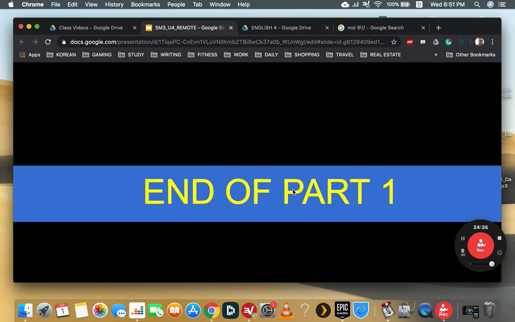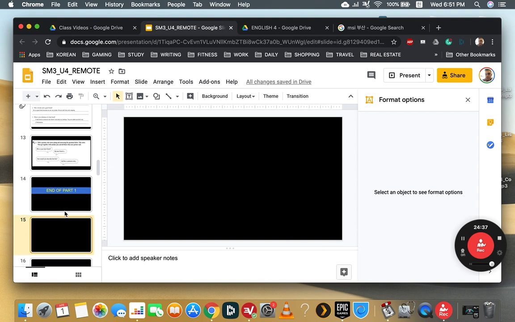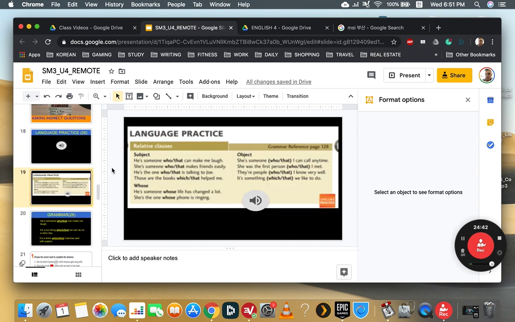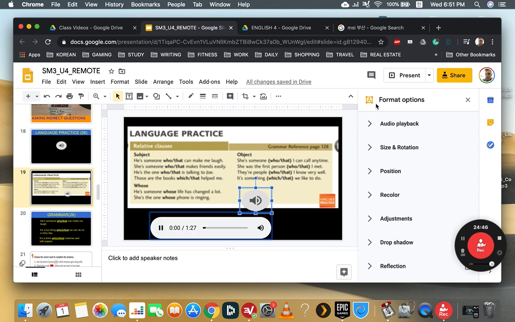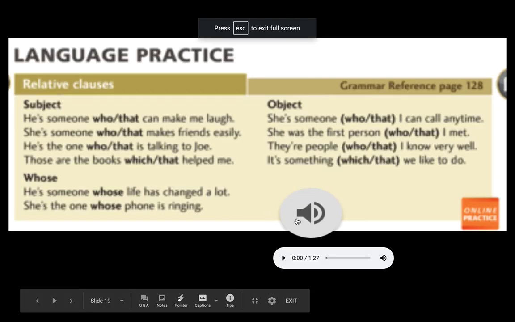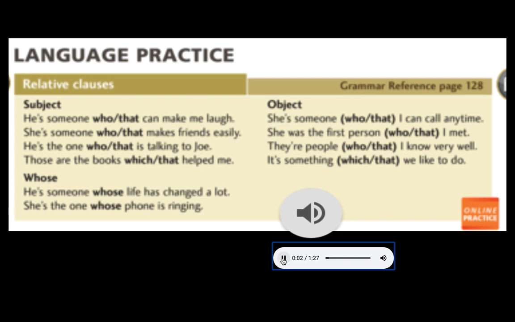So for today's grammar point, we'll look at the grammar point, then come back for part 2. Let's look at this language. Page 26. I'll press play now. Okay. Page 26. Language practice.